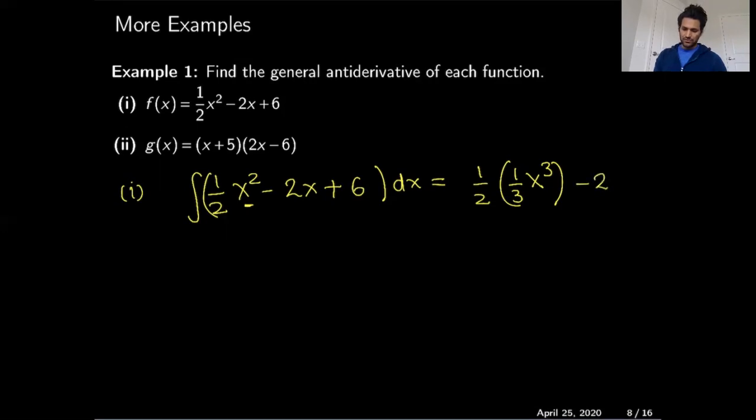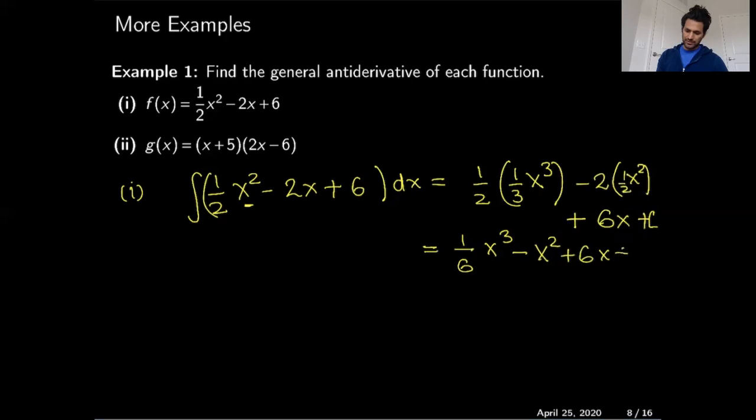And then this is a 2 which stays outside. But the antiderivative of x? The antiderivative of x is x squared over 2. What is the antiderivative of a constant? Constant times x, and we add a constant c at the end. So if I simplify this one, it's going to be 1/6 x to the power 3. The 1/2 and 2 will cancel to 1, so it's going to be x squared plus 6x plus c.